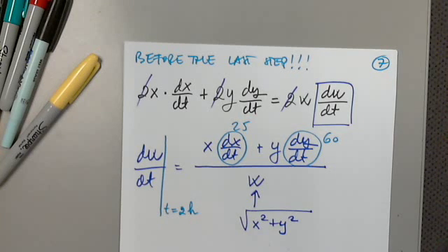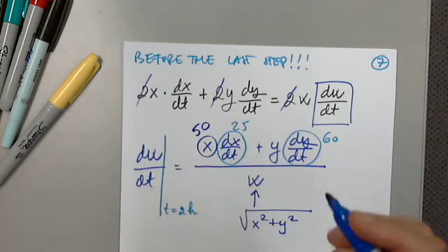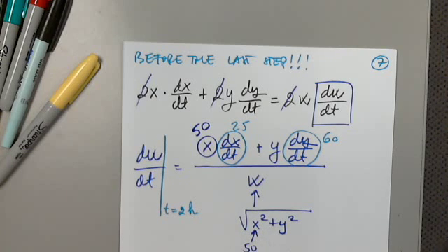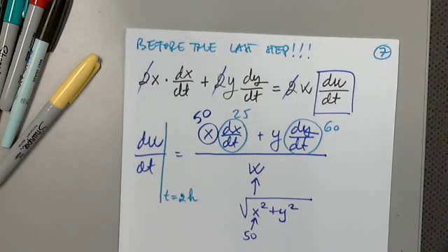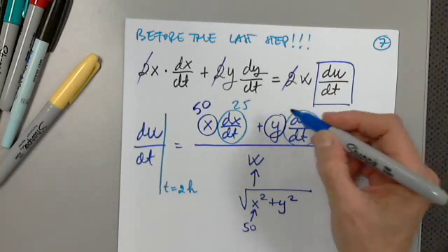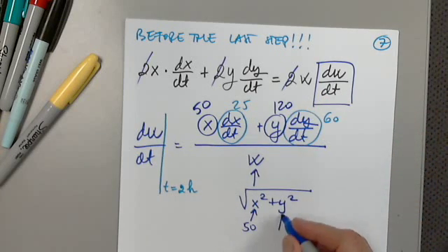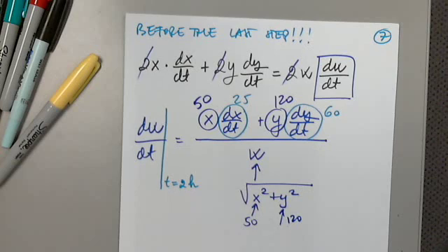So what is the distance covered by the first car, by the car going west, in 2 hours? So it's 25 times 2? 50. Very good. So then this is 50. So this is 50 as well. What is the distance covered by the car going south in 2 hours? And this will be 120 squared.